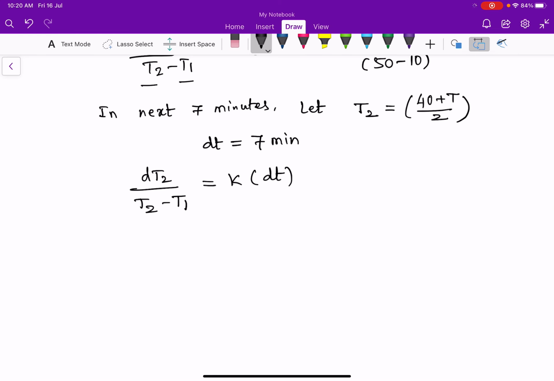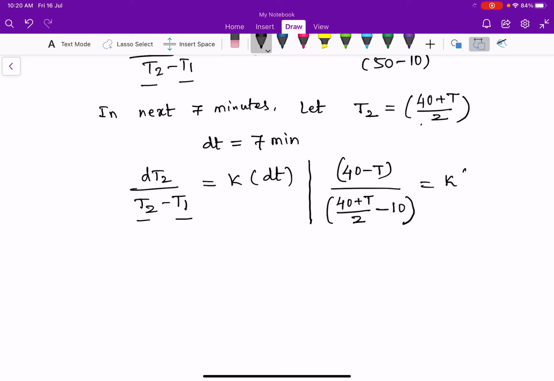So dT2 is nothing but the change in temperature of the body. Final temperature, let us consider it as T. So dT2 is nothing but 40 minus T divided by T2 minus T1. T2, the average temperature of the body, is equal to 40 plus T divided by 2, minus T1 is nothing but 10, is equal to some K into dt. dt is nothing but 7 minutes again. Let this be equation number 2.